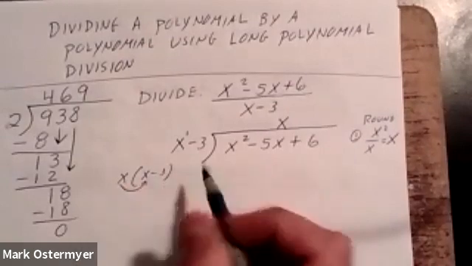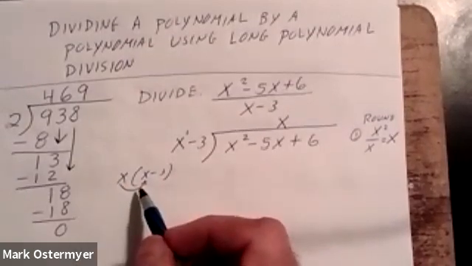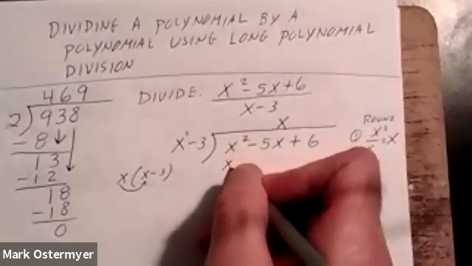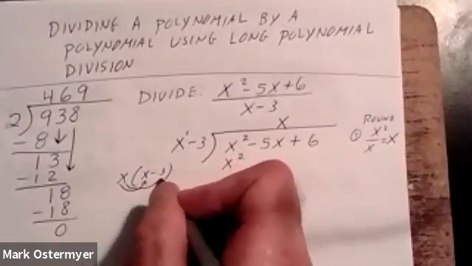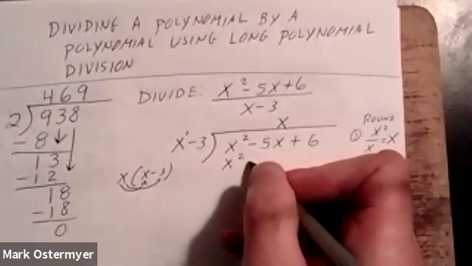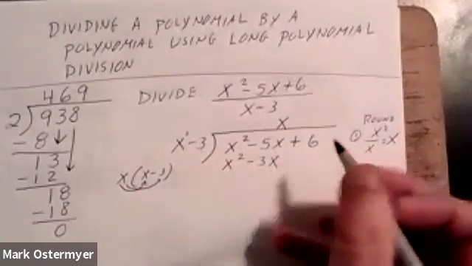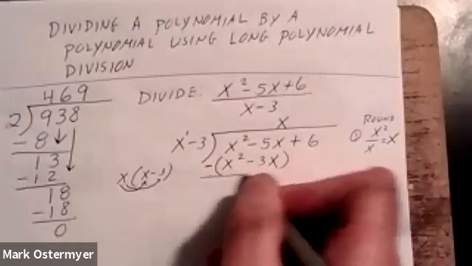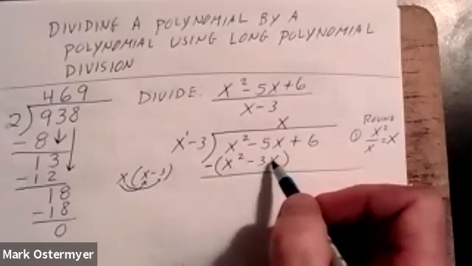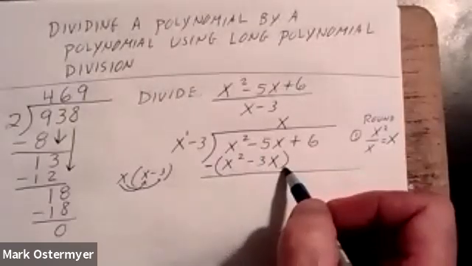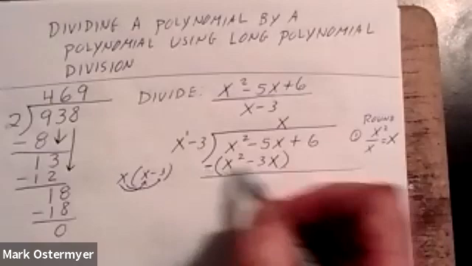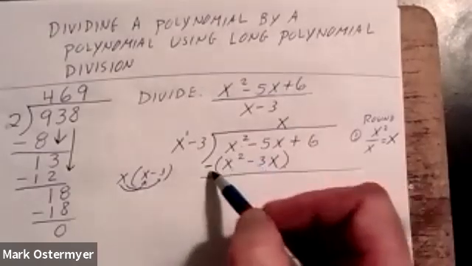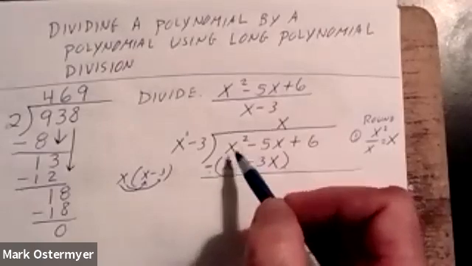What's x times x? That would be x squared. That goes underneath this x squared. X times a negative 3 is going to be minus 3x. That goes underneath the 5x. Then what we do is we subtract off this whole polynomial. Now, it's extremely important that you enclose this entire polynomial inside parentheses, and you have the negative sign, the minus sign, outside. Now, what's x squared minus itself? What happens to the x squareds?